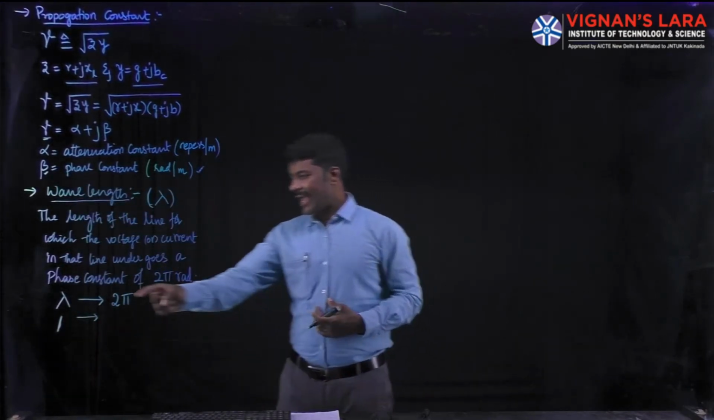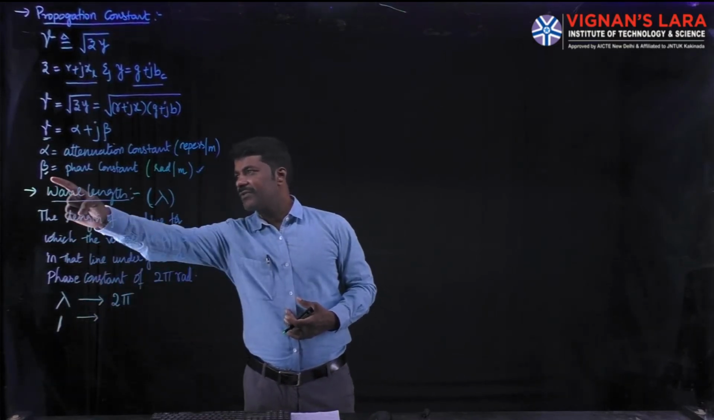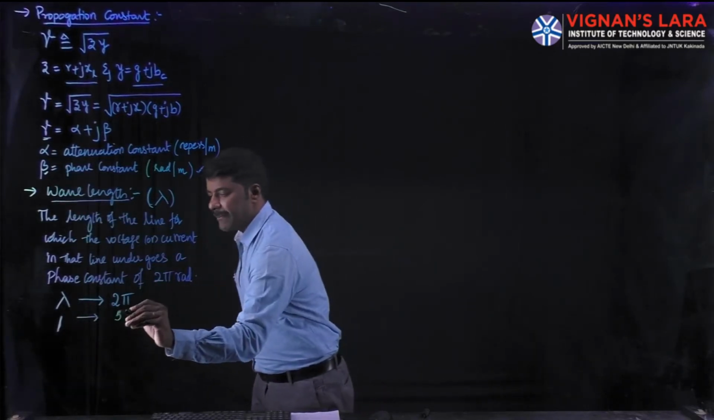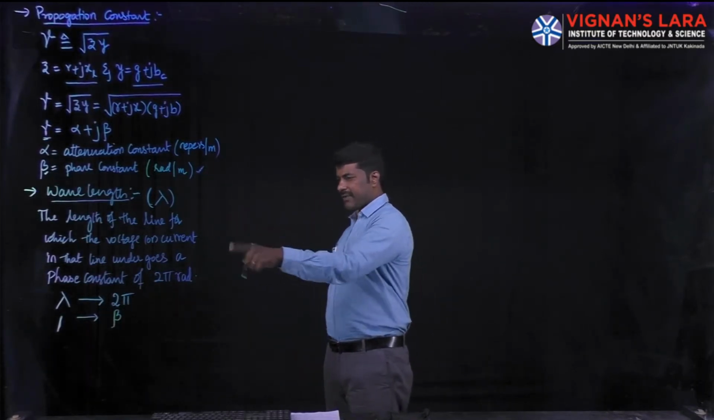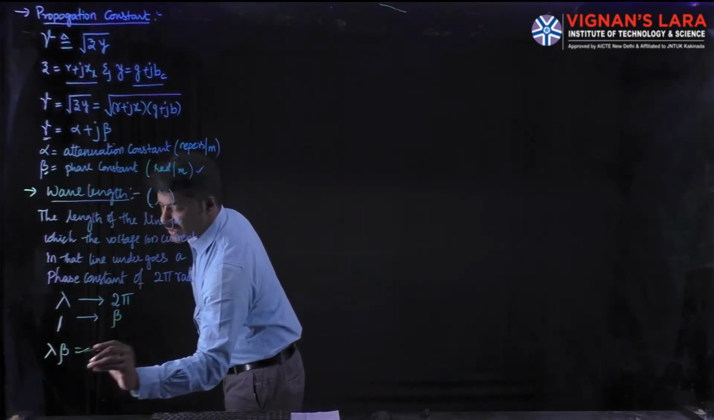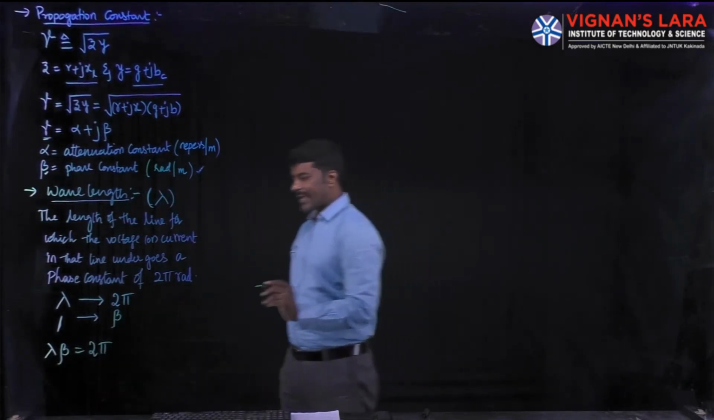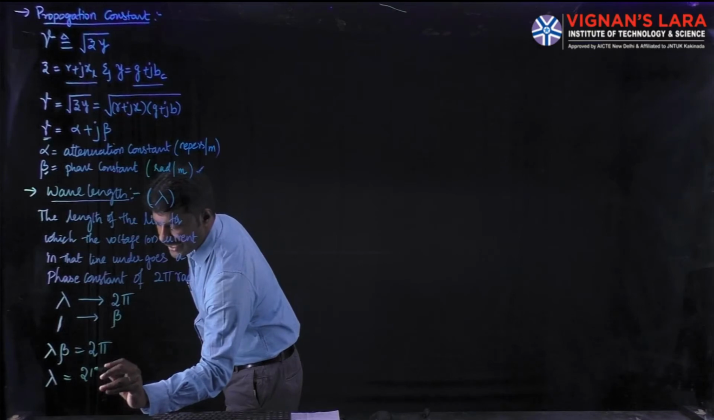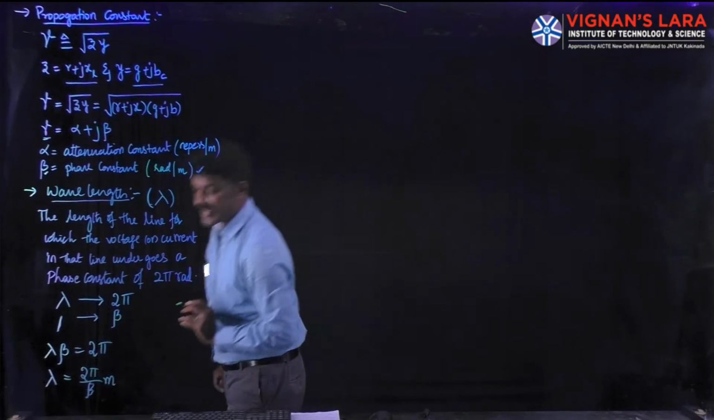We get that for lambda it took 2 pi radians as a phase shift. As per the definition of the phase constant, for 1 meter length the angle undergone is called beta. This we know from the previous discussion. Then the relation between them is lambda beta should be equal to 2 pi. This is the relation. Then the wavelength lambda can be written as 2 pi by beta meters.